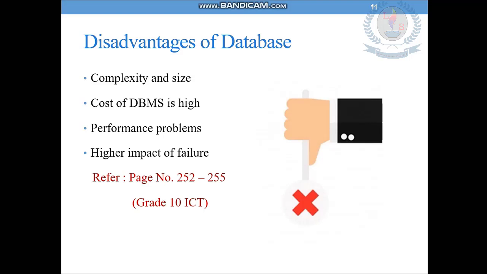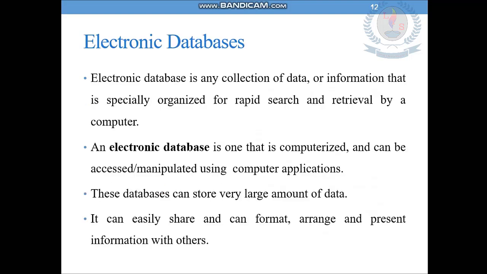I would like to say, please refer to page numbers 252 to 255 in your grade 10 ICT book, because those pages give more advantages and disadvantages than the theory I gave. So now let's see what is an electronic database. An electronic database is any collection of data or information that is specially organized for rapid search and retrieval by a computer.